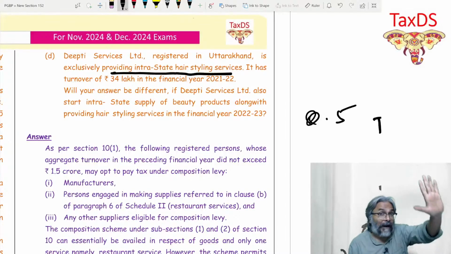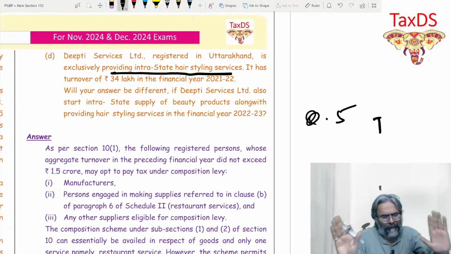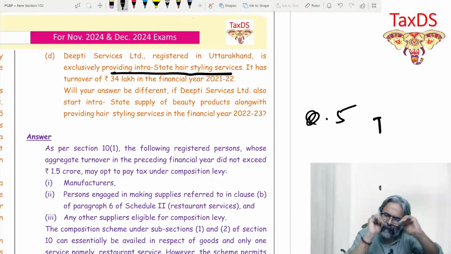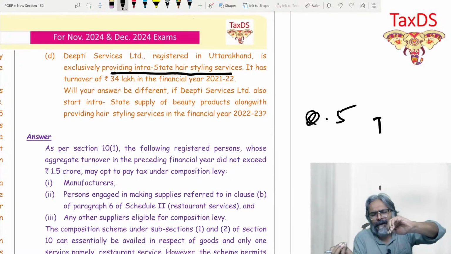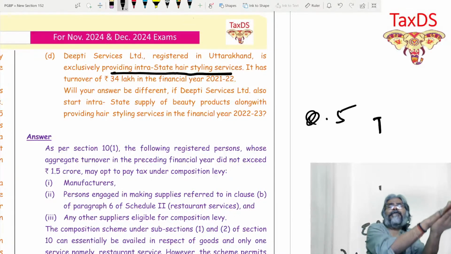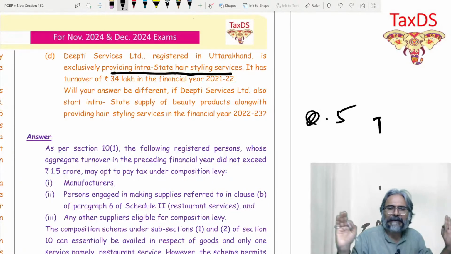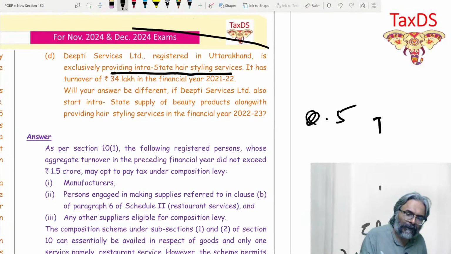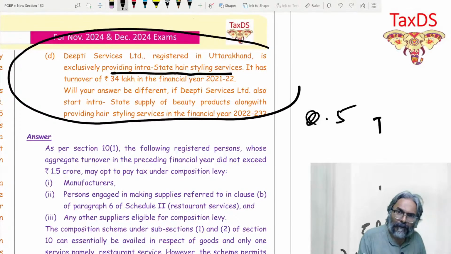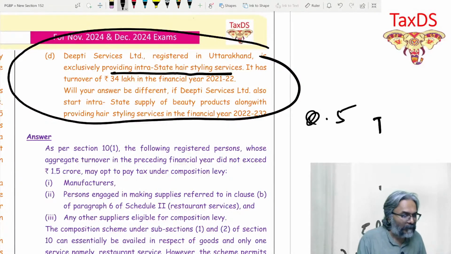Now, is there any limit for the trading of goods? For 10-2A, there is no limit primarily. For both the service of 10-2A and the supply of goods that may have taken place, a combined limit of 50 lakhs only will apply. Is that clear to all of you? I want you to draft this question now. I'm giving you this question as homework.